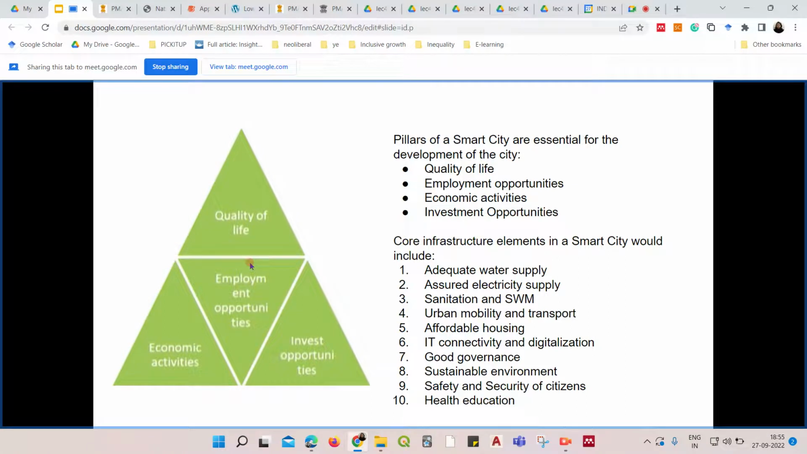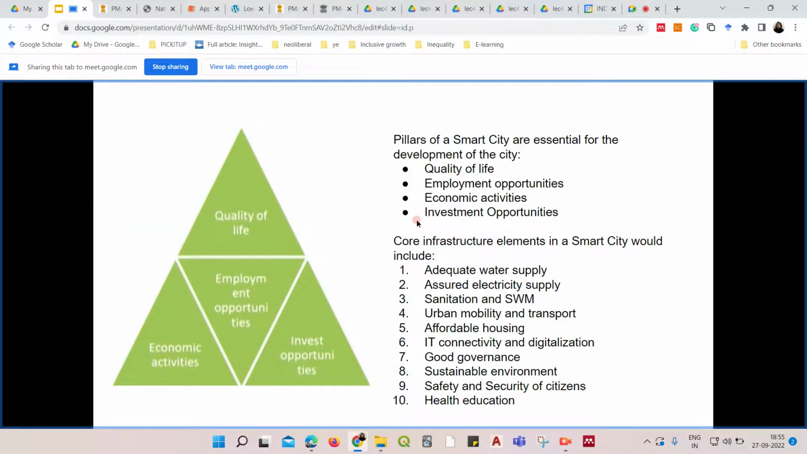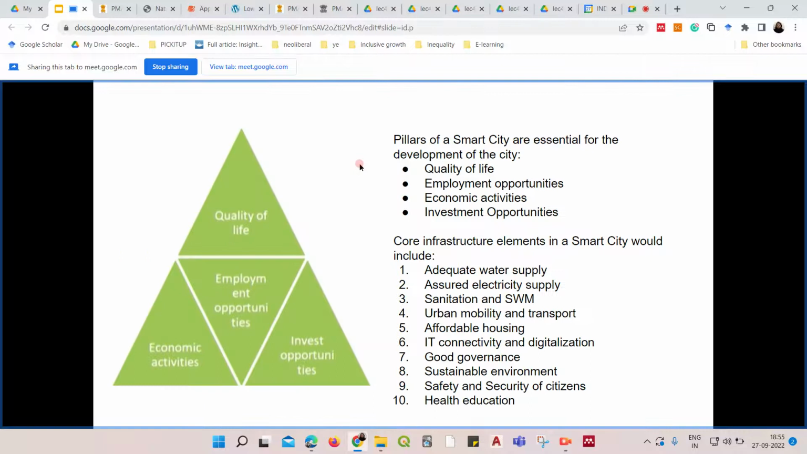Electricity supply again would come under physical infrastructure. Sanitation and SWM, again physical infrastructure. Urban mobility and transport, again physical infrastructure. Affordable housing, physical infrastructure, plus some social infrastructure as well. So not only affordable housing, but even sanitation, SWM, all these come a little bit under social infrastructure as well. Then IT connectivity, digitalization, again physical infrastructure.